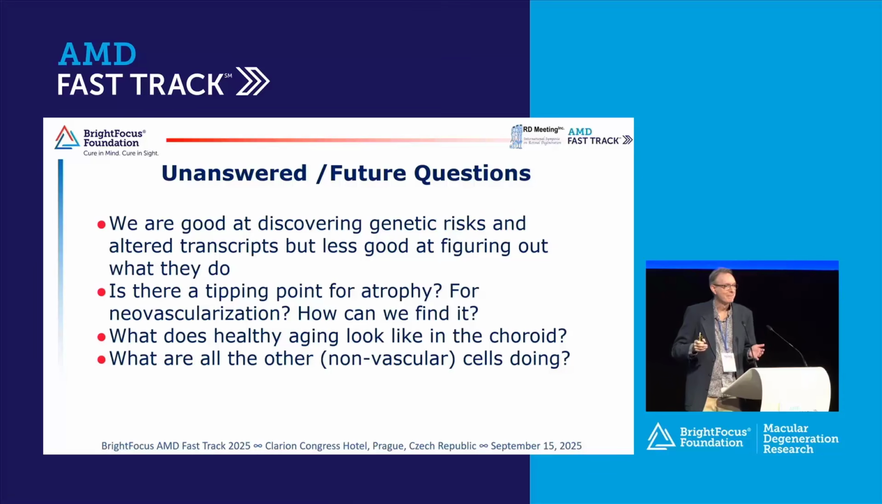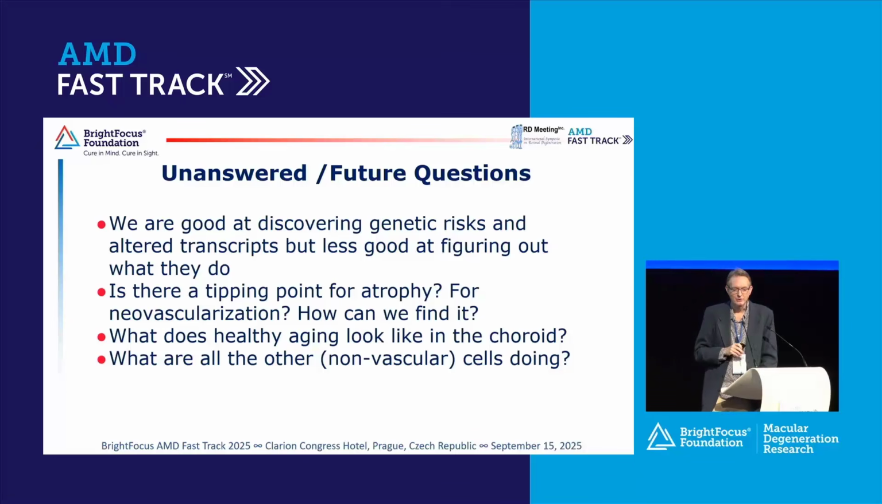Your work's already important, but anyway, I think to be aware of those, that we use a shorthand, and reviewers and others, and yourself should be aware of those. All right, so we're good at discovering genetic risks, less good at figuring out what they do. So this is an important future area.